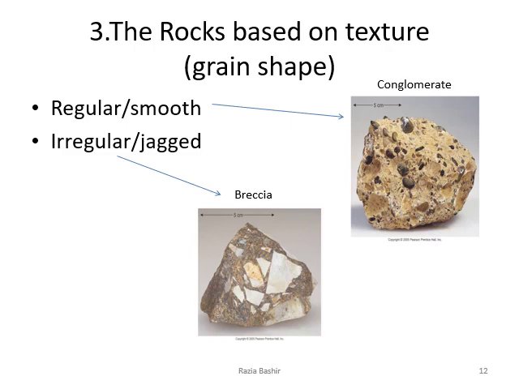On the other side, you can see when the grains are irregular in shape or jagged, such a rock is known as breccia. Here you can compare conglomerate and breccia, where the grain shape appears quite different from each other.